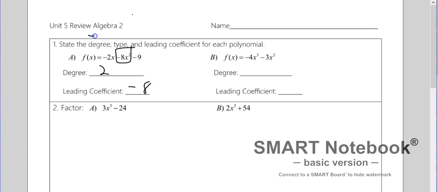Or you can literally rewrite it, which is not really necessary for what you're doing in this problem, because after this, all this doesn't really matter. So it's up to you. You can rewrite it in standard form or just find the highest degree. Now in B, it's already in standard form. It starts off with a cube and goes to a quadratic. So the lead coefficient is -4.